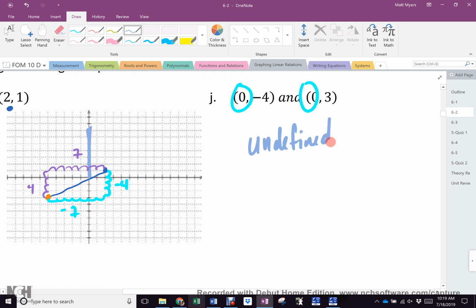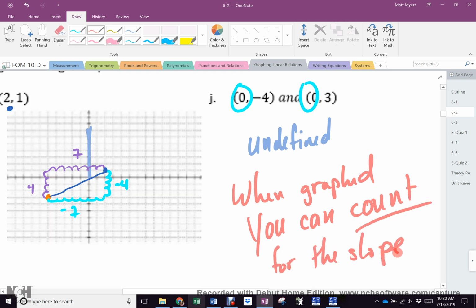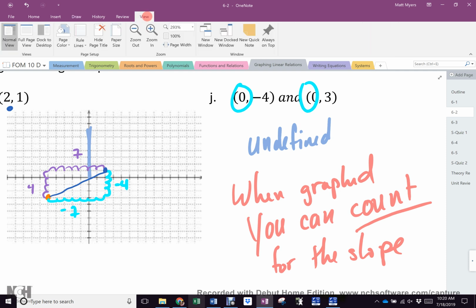When it's on the graph, when graphed, you can count for the slope. If it's on a graph, just pick 2 points and count. Then you can't screw it up. Okay? Okay. Turn the page over.